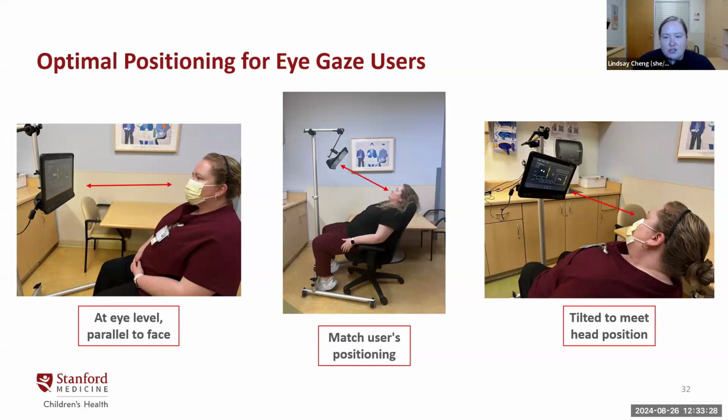The last note on positioning: the positioning and seating in your office or classroom probably will not be the same as it is at home or in the community. So we need to consider different scenarios and positioning needs so their device is accessible in all their environments.